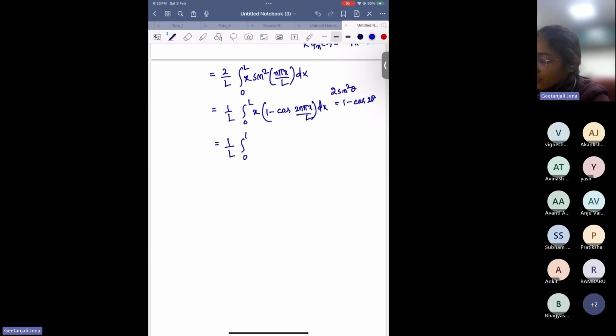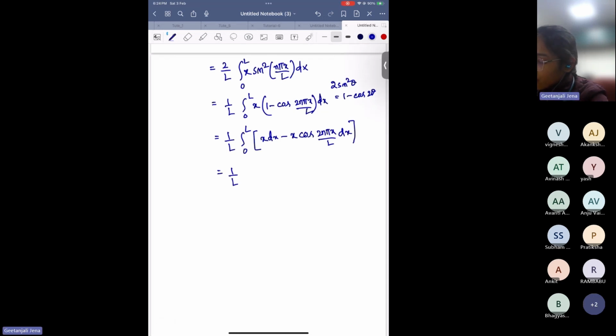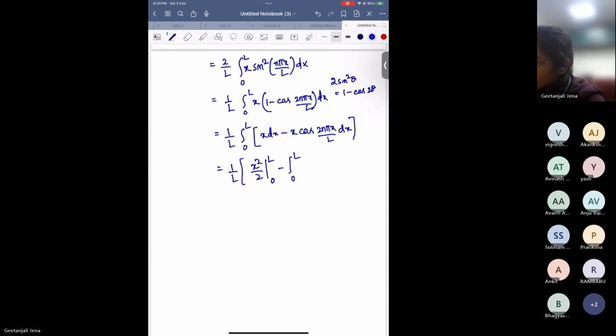So I think everyone can solve it. This is from this equation. This is nothing but x dx minus x cos 2n pi x by L dx. So this is 1 by L. The first one will give x square by 2 from 0 to L. And for the second term, you have to use the integration by parts rule.